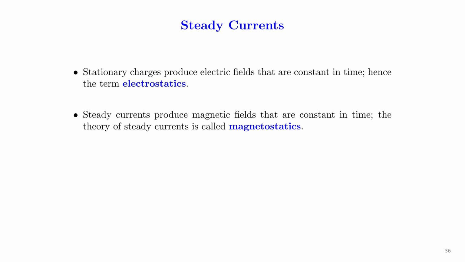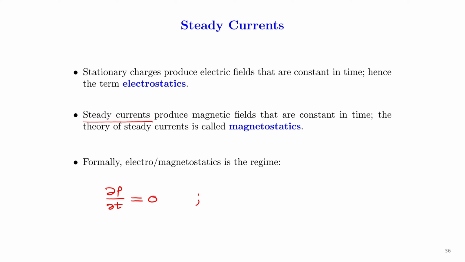We shall now try to understand what is meant by steady currents. Stationary charges produce electric fields that are constant in time, hence we have the term electrostatics. Whereas steady currents produce magnetic fields that are constant in time, and the theory of steady currents is known as magnetostatics. Formally, we define electrostatics as dou rho over dou t equal to 0, and we define magnetostatics as dou J over dou t equal to 0.